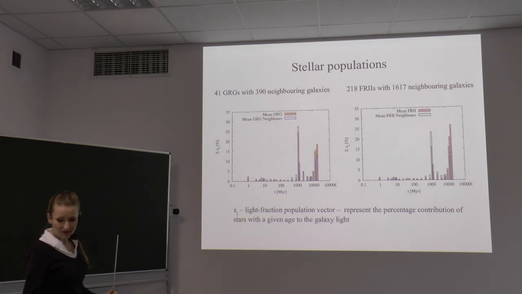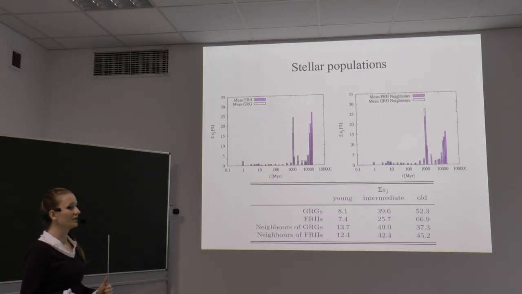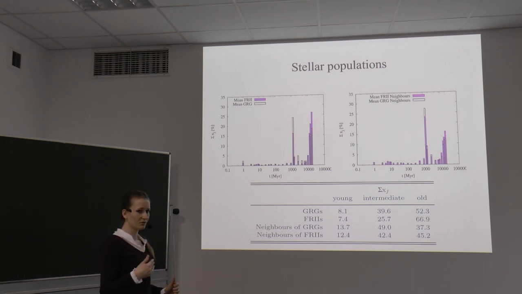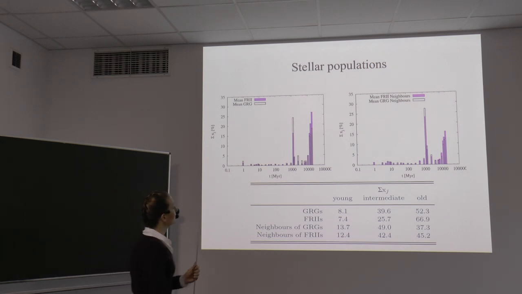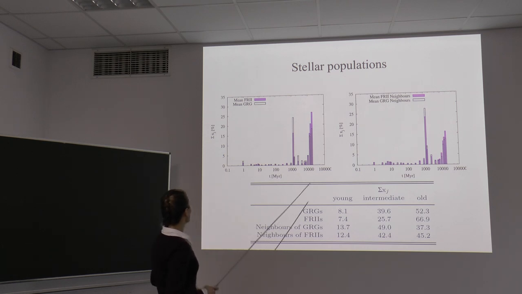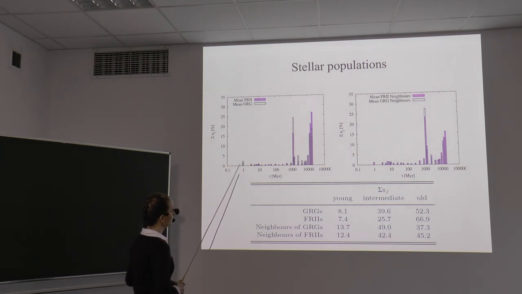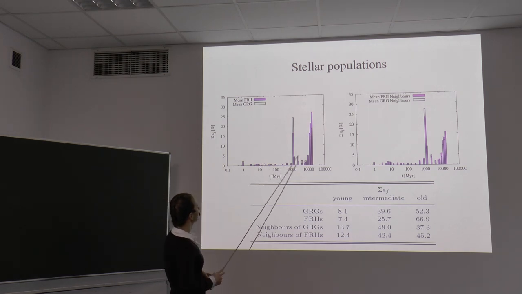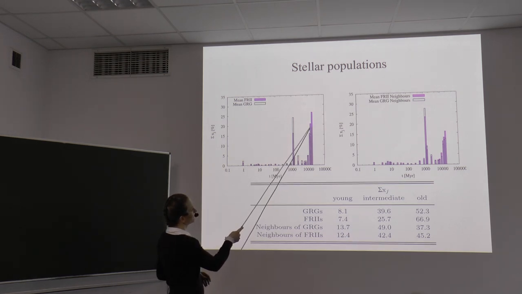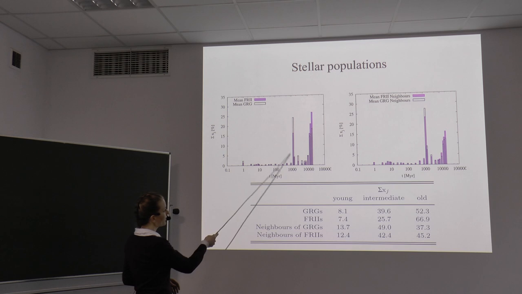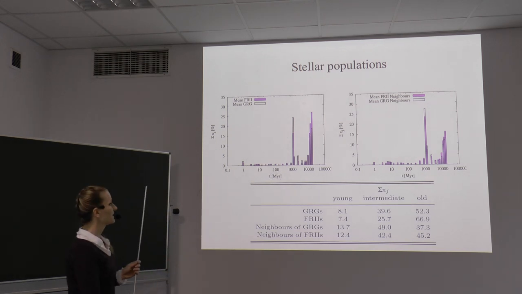The more interesting is a comparison between hosts of giants and hosts of smaller sized radio sources, and between their neighbors. And the most important thing which we can see here is that smaller sized radio sources, plotted in violet, have a larger amount of the oldest stellar populations, but giant radio sources have a larger amount of intermediate age.